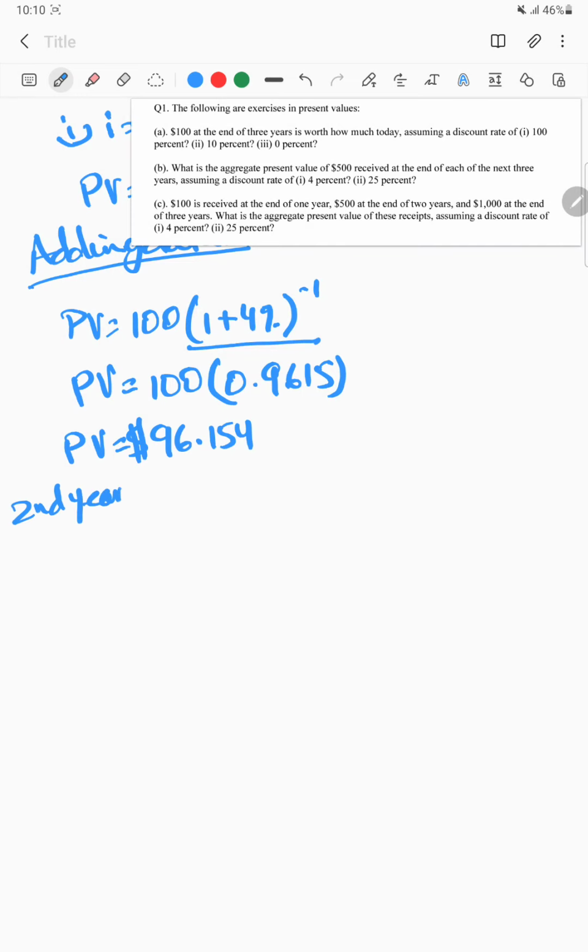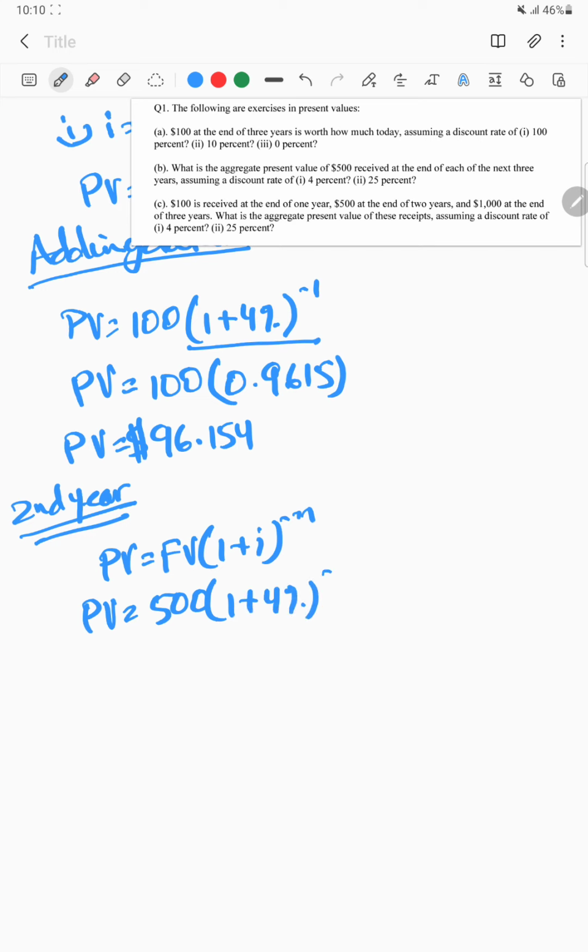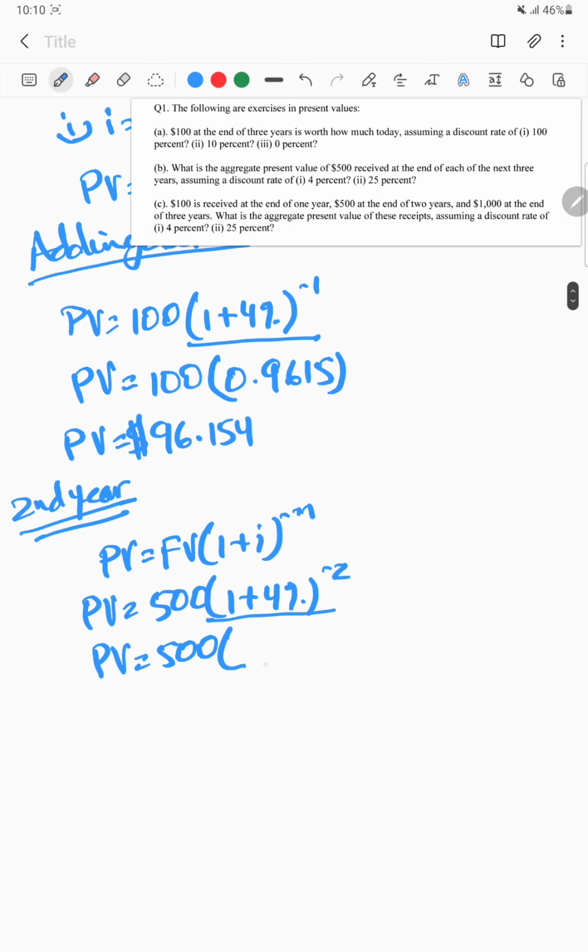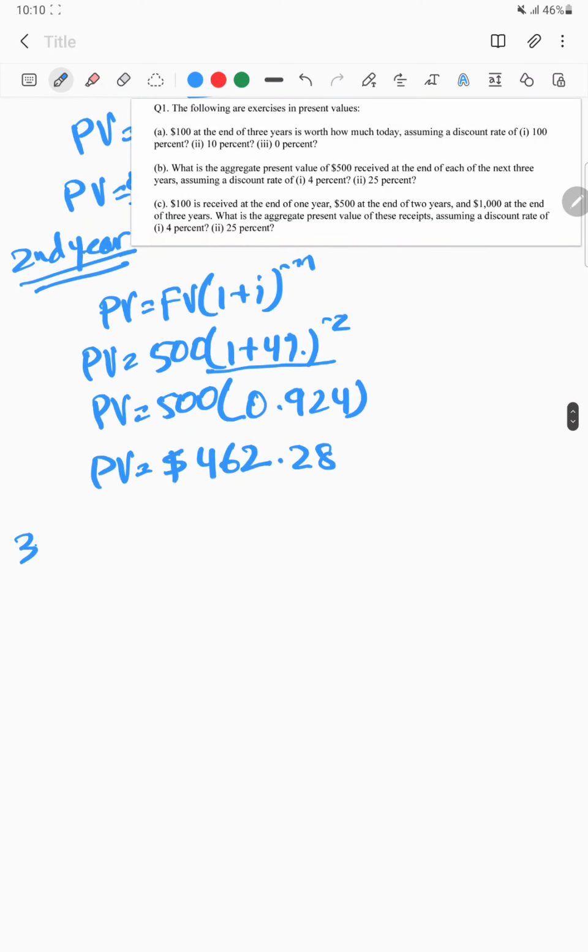Second year payment, which is 500. So PV equals future value times (1 plus i) power minus n. PV equals 500 times (1 plus 4%) power minus 2. If I solve this equation, it will become 0.924 approximately. So PV will become $462.28.